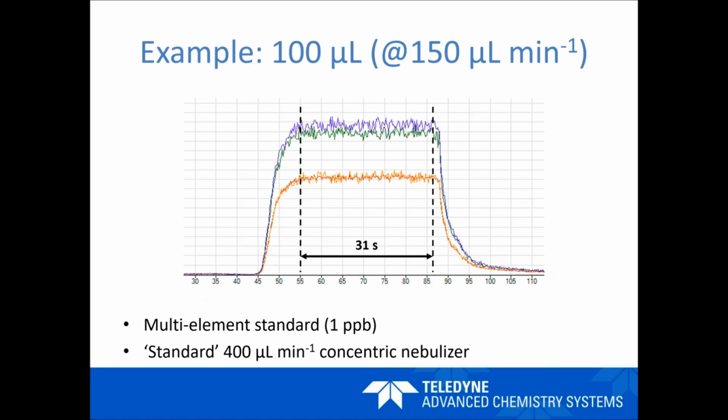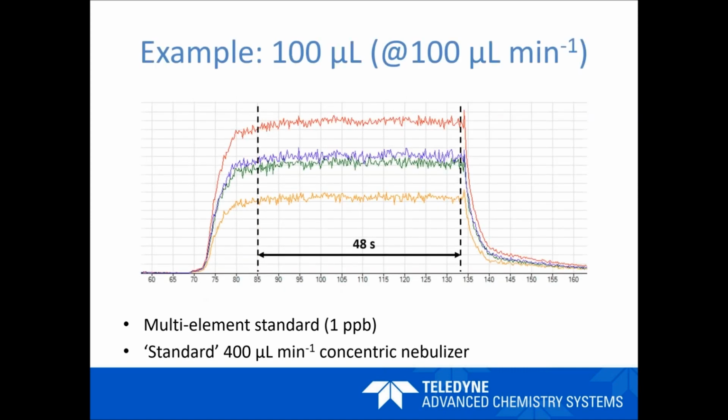You can get more out of it whilst not sacrificing too much in terms of sensitivity. So I've given you an example of just dropping it by 50 microliters a minute. What happens if we take that further? So again, the same example. We drop it down by another 50 microliters a minute, and all of a sudden we're up to 48 seconds, just at 100 microliters a minute there.